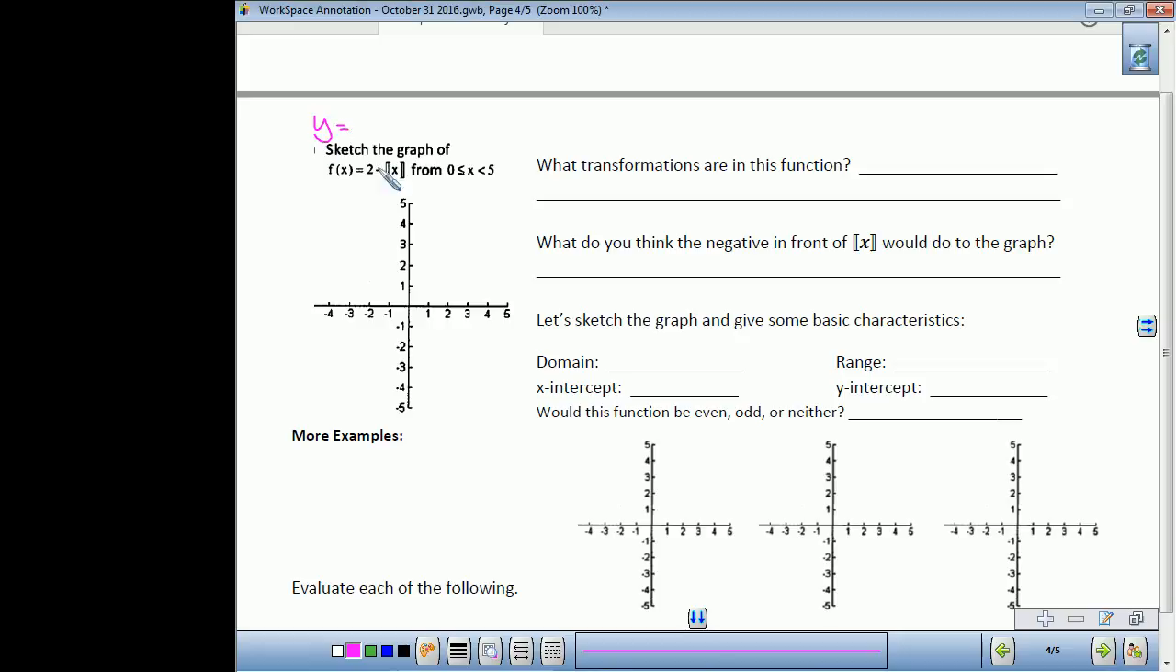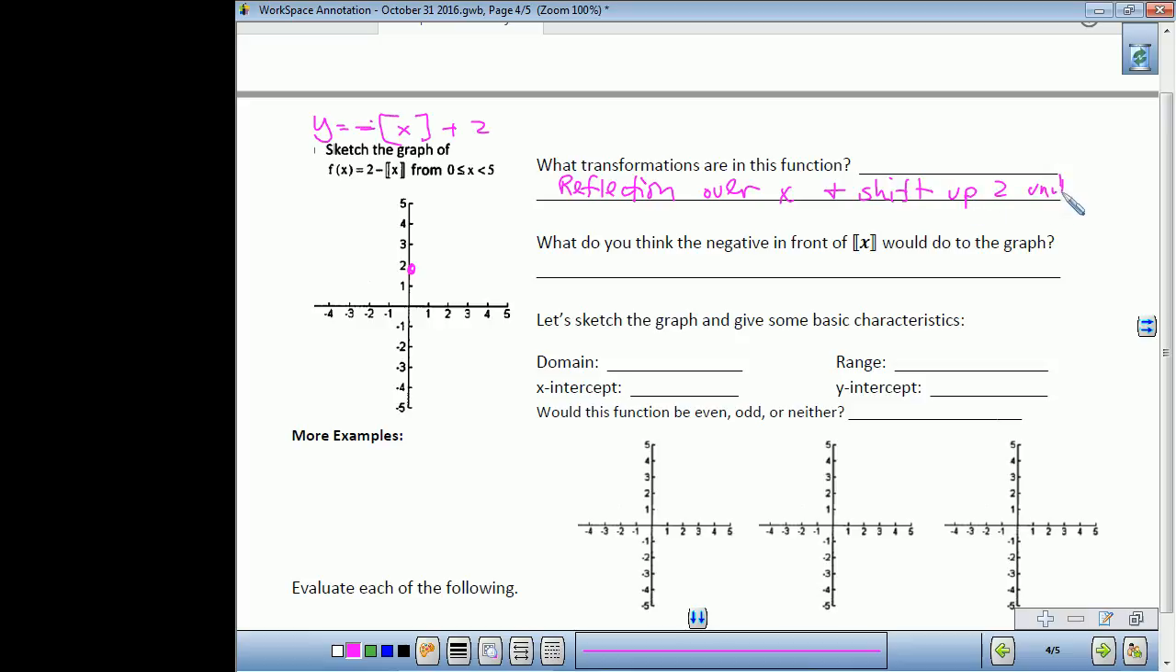Alright, the next function. It's written right now as 2 minus the greatest integer x. It could be the opposite of the greatest integer x plus 2. Do you guys see that those 2 functions are the same thing? Yes. Alright, so what does this 2 do to the function? Shifts it up 2. Yep. Okay, but what does the negative out in front of a function do? Flipping it. Okay, so what we have here is a reflection over the x-axis and a shift up 2 units.